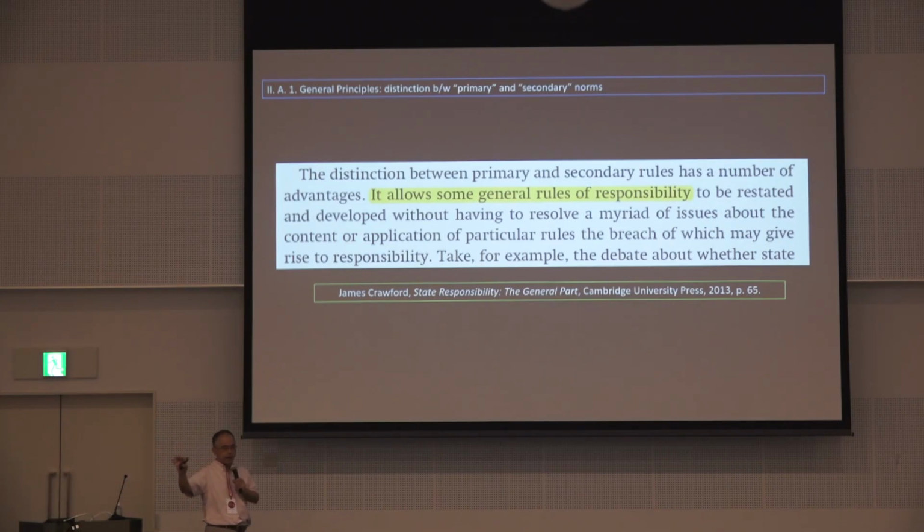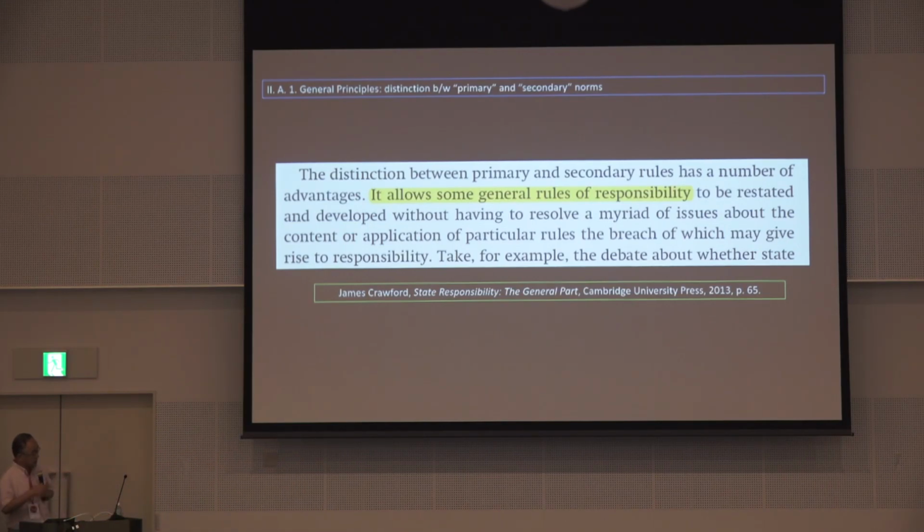The ILC tried to set up a coherent body, a coherent text of state responsibility. They had to identify the question of state responsibility. In order to identify state responsibility, you have to get rid of all the impure elements. They kicked out all the other elements which are not necessarily related to state responsibility. And this distinction, primary and secondary rules, contributed a lot to that.